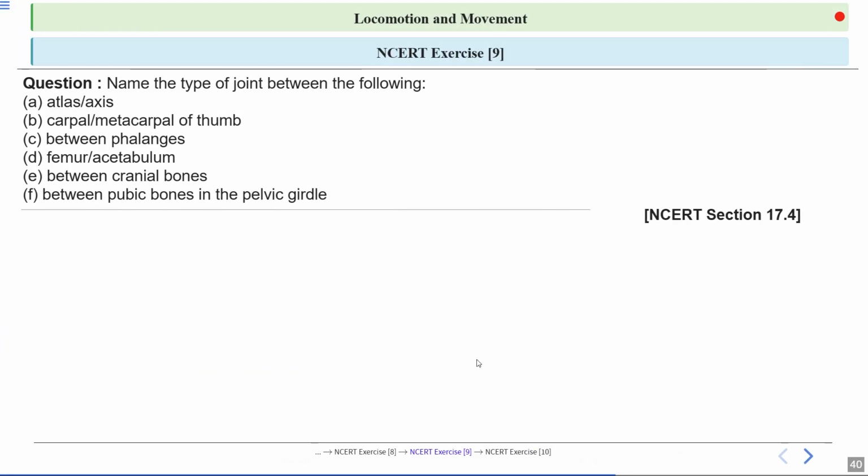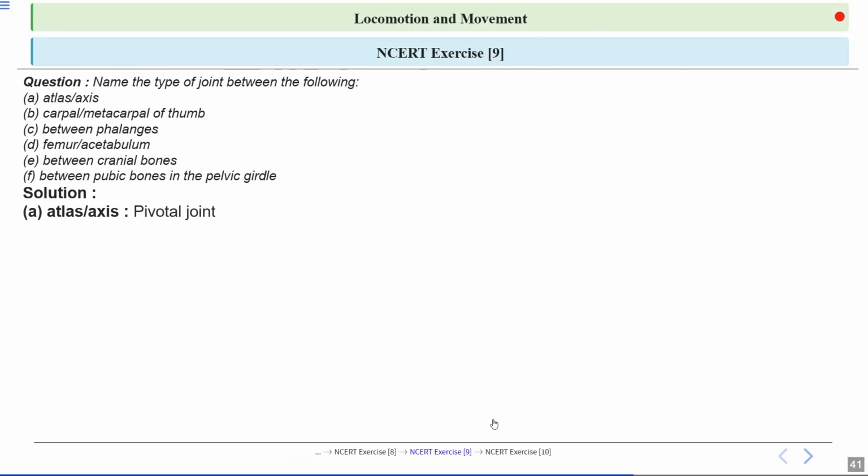Now, this is question number 9, and the question is, name the type of joint between the following. We have to name the type of joint that is present between these components. Let's see one by one. First one is atlas and axis. Second is carpal metacarpal of thumb. Third one is between the phalanges. Fourth one is femur or acetabulum. Fifth one is between cranial bones. And sixth one is between pubic bones in the pelvic girdle. Let's see the answer.